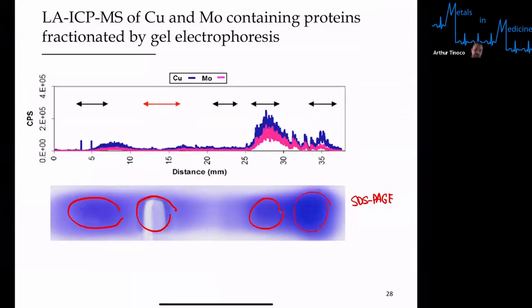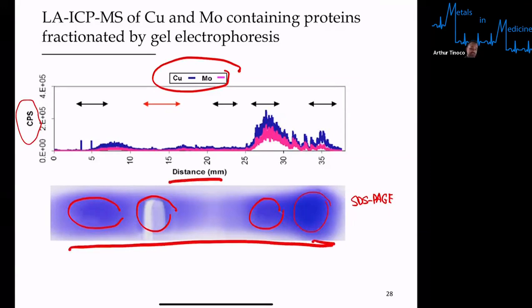And so you take the different parts of the actual gel and you put the laser on top of it. And so the output is counts per second for the element that you're trying to detect. So here, it looks like we're looking at something that has molybdenum and copper, okay? So proteins that contain molybdenum and copper, and so you try to see along the distance of the gel band, what protein has those metals.